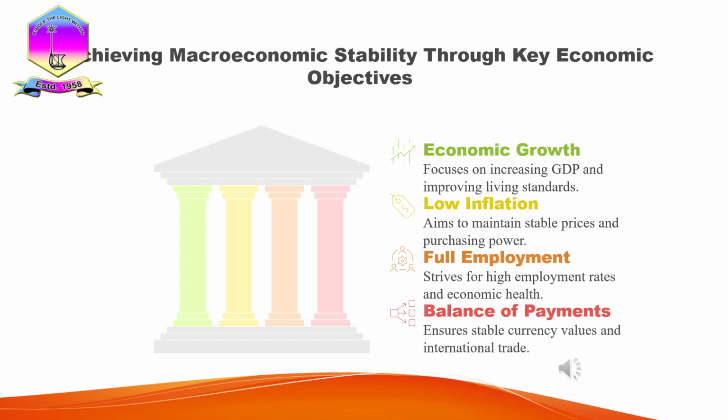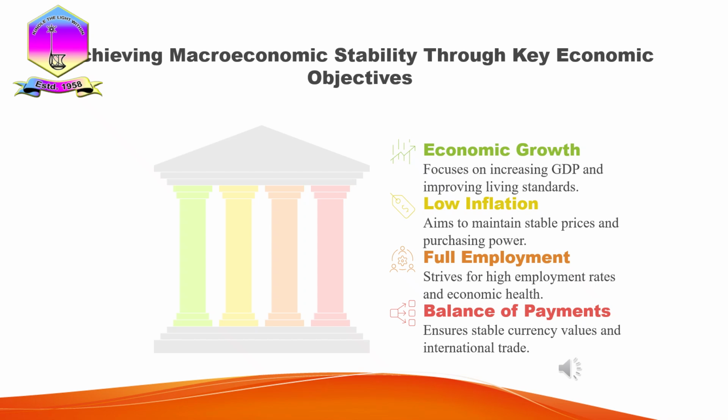Achieving economic stability through key economic objectives. These economic objectives are economic growth, low inflation, full employment, and balance of payments. Let's go through the objectives one by one. First one is economic growth. Economic growth means an increase in the overall production of goods and services in an economy. It is measured by gross domestic product. It leads to higher standards of living, increased employment, and a wide range of goods and services available to consumers.